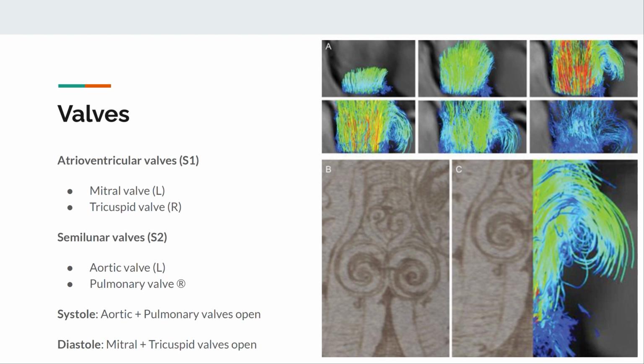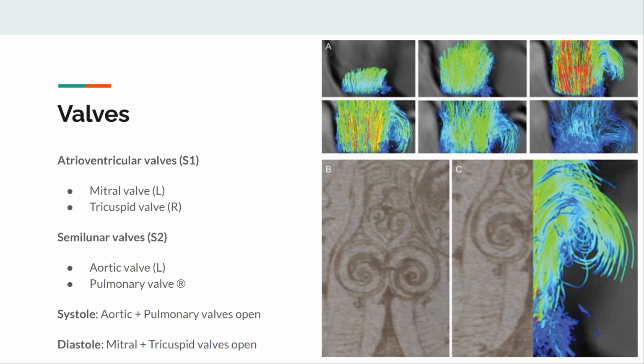So when you have ventricular systole, the aortic valve opens because the ventricular pressure is higher than the aortic, and then as the ventricle relaxes, the pressure drops, and so the aortic pressure is higher than the ventricular, and that pressure differential will then close the aortic valve.